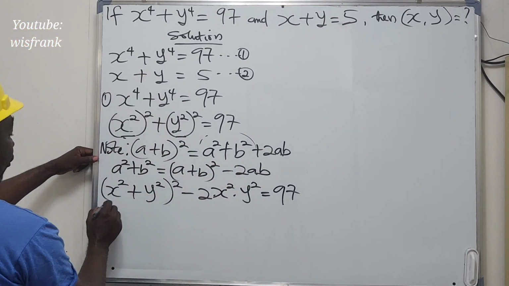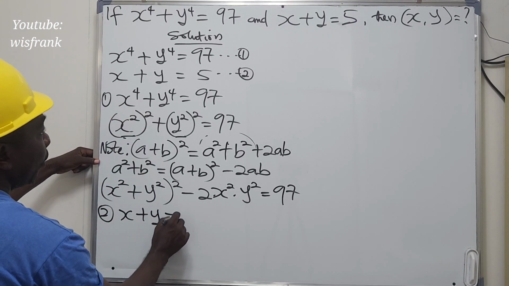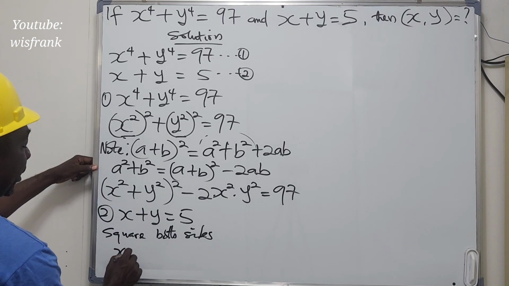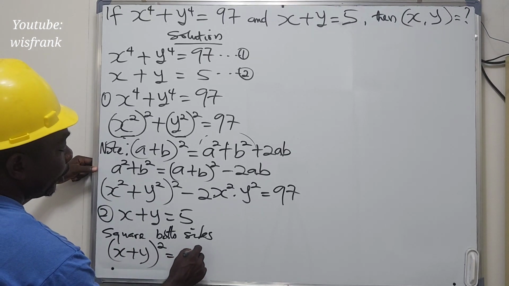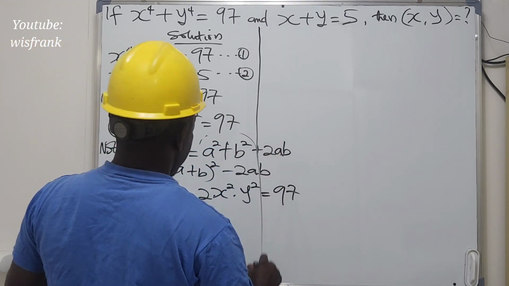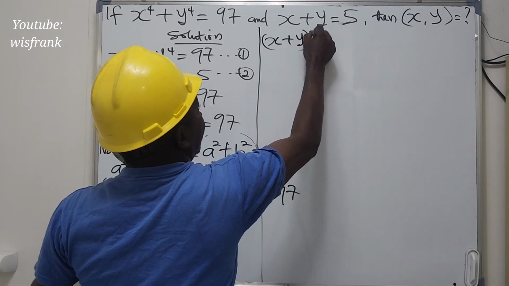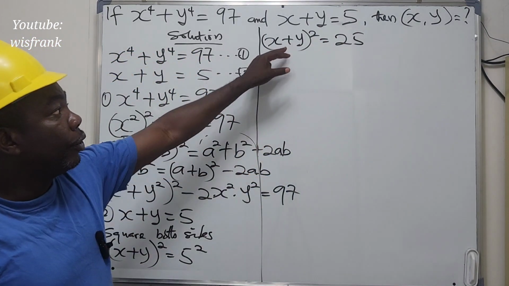So from equation 2, where we have x plus y equals 5, square both sides. So this will become (x plus y) all to the power of 2 equals 5 all to the power of 2. So this is the same thing as (x plus y) all to the power of 2 equals 25, because 5 to the power of 2 is 25.